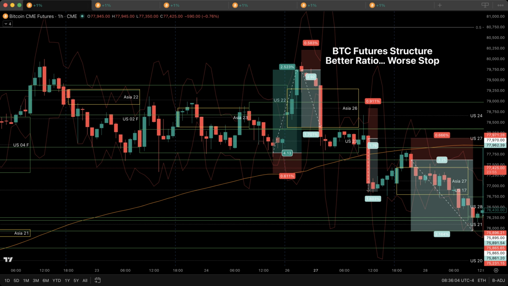April 27th Asia session gives the short setup. Short entry line: April 17th U.S. session upper boundary. Stop loss line: April 27th U.S. session midpoint. Take profit line: April 27th Asia session lower boundary.